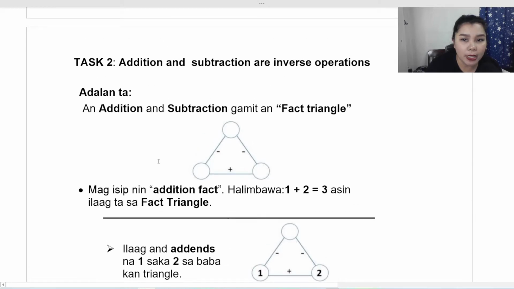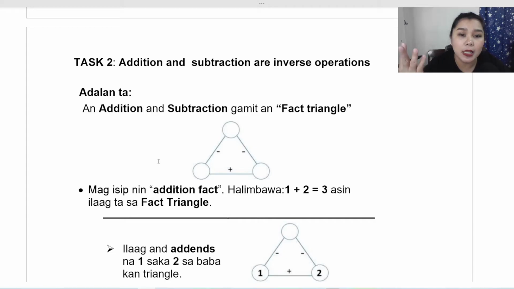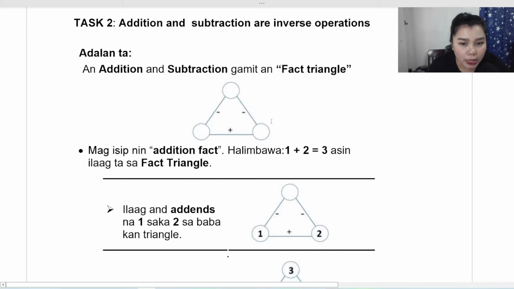For task 2 naman, addition and subtraction are inverse operations. Pag sinabing inverse, magkabaliktaran. And how is this possible that addition and subtraction are magkabaliktaran? Okay, we are going to use a fact triangle. So, addition and subtraction gamit ang fact triangle. Obviously, you can see here a triangle, and we call it a fact triangle. All we have to do is use this pattern to complete an addition sentence and at the same time a subtraction sentence.